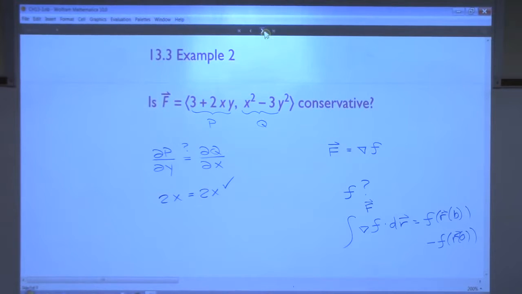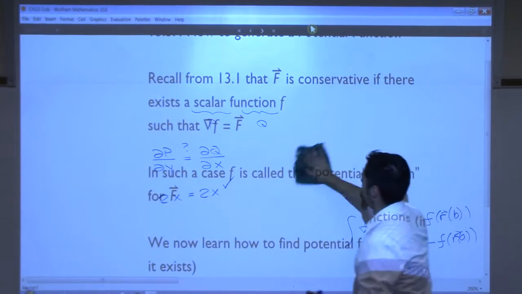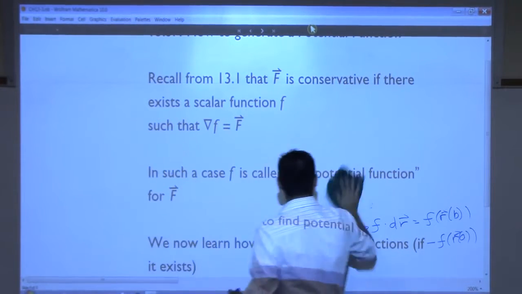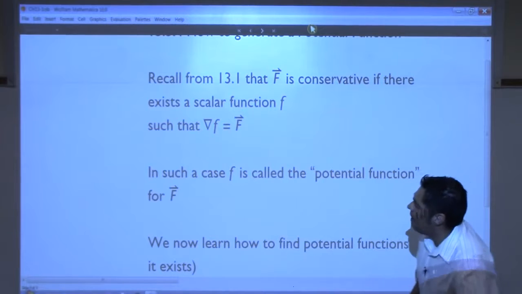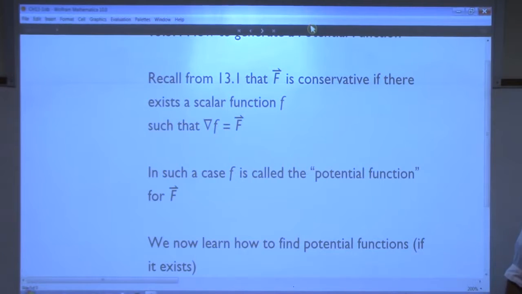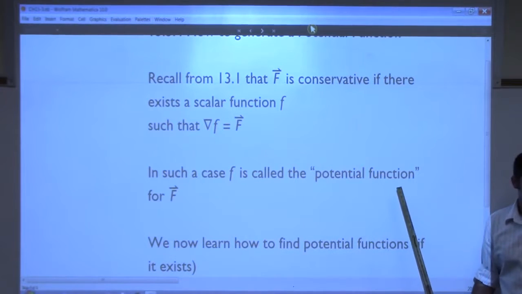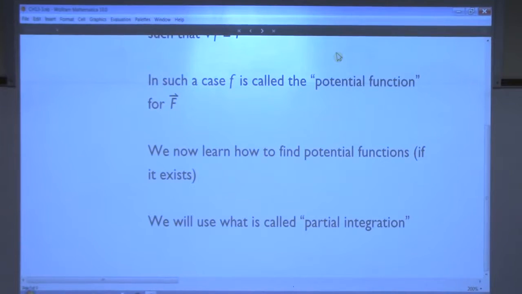If it's not conservative, then there's no need to go look for it. So if you know that capital F is conservative, then we want to find the little f that creates that vector field. And that little f is called the potential function. That's what we call it. And now we actually go through the process of how you find potential functions. We use what's called partial integration, not partial differentiation, but partial integration.